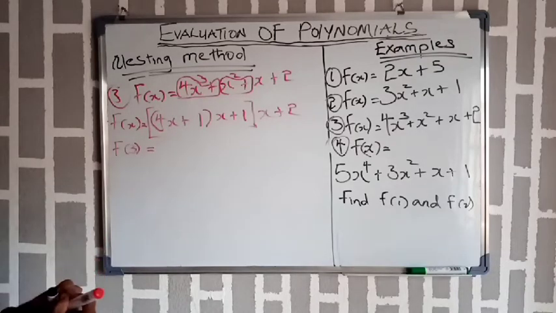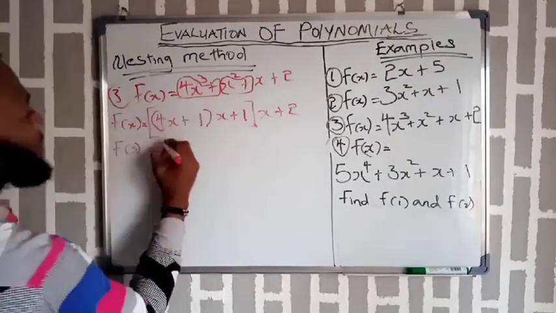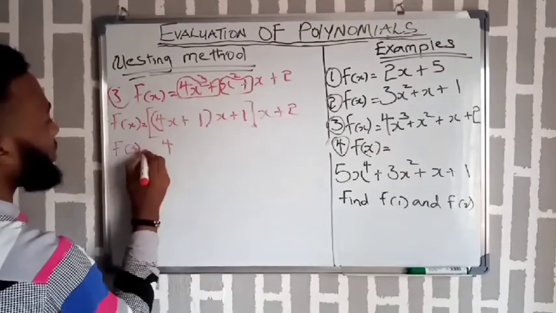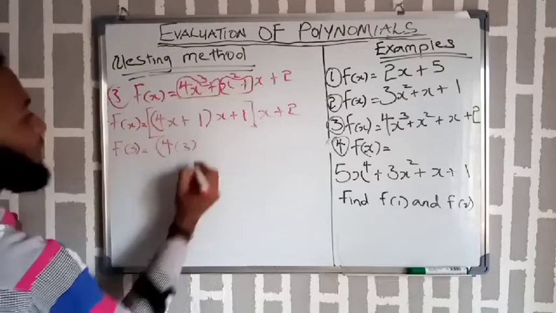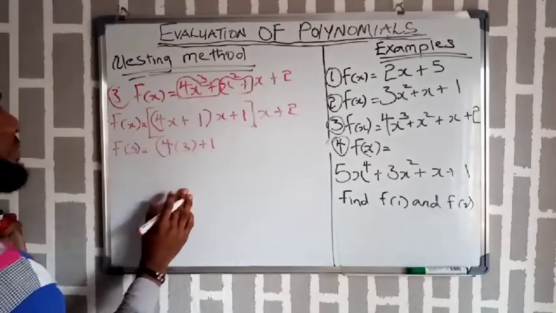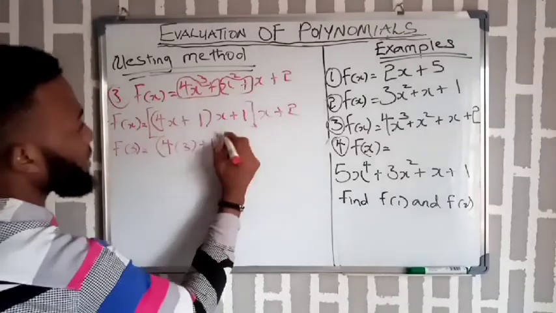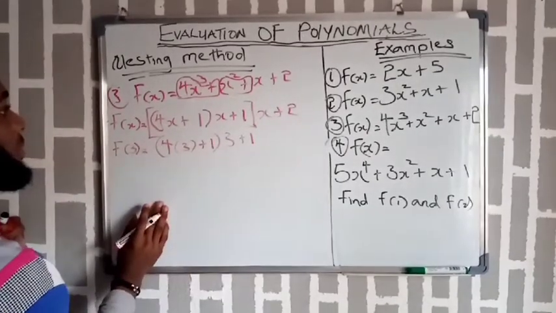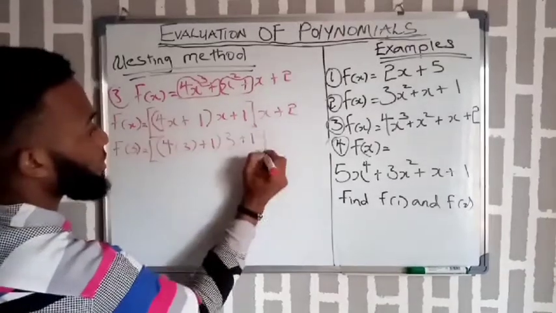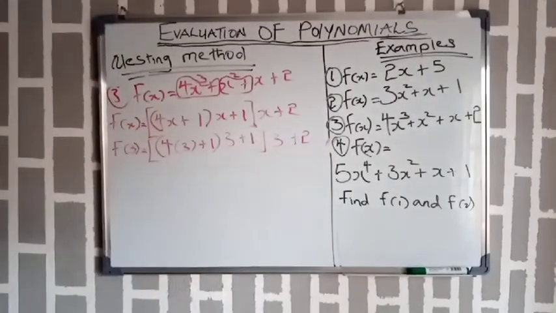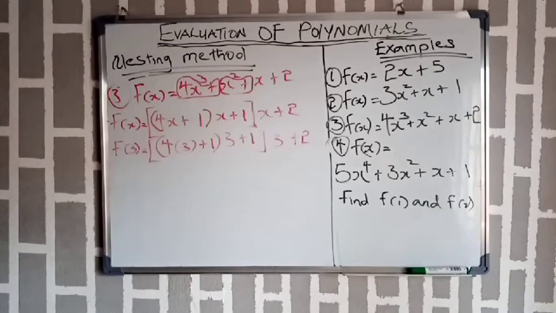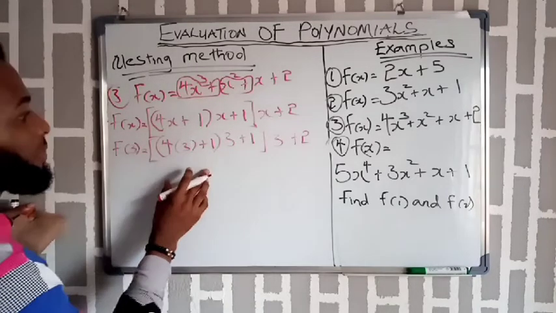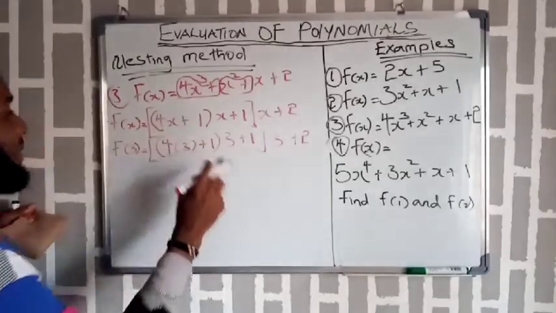So if we are trying f of 3, it becomes 4 multiplying 3 plus 1, then 3 plus 1, then 3 plus 2. You have to be very careful while solving this. You shouldn't tempt yourself into adding up before multiplying. You should always remember the law of BODMAS. You shouldn't add up before multiplying. So we multiply this with this and this with this, then we keep on solving.